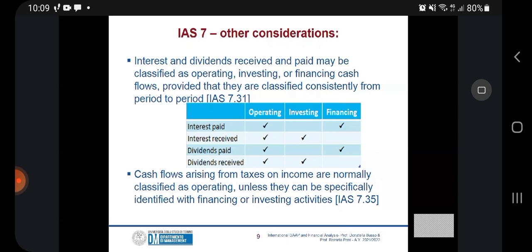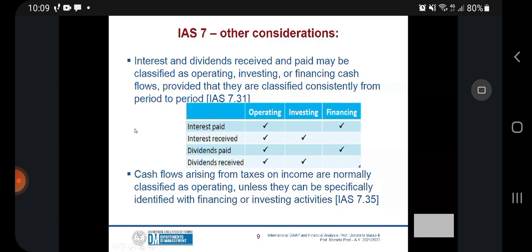Okay, class, for whoever just joined us, we are discussing specific requirements in IAS 7. We have those broad categories, operating, investing, and financing, but there are special considerations. One of them relates to interest and dividends paid and received, and the other one is about income taxes, which we are going to talk about later.